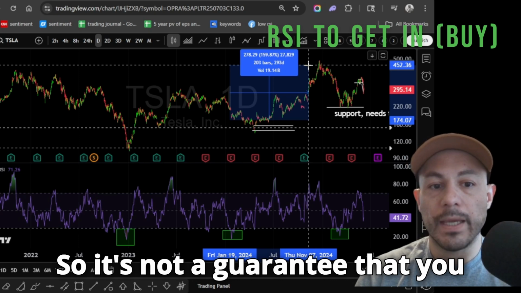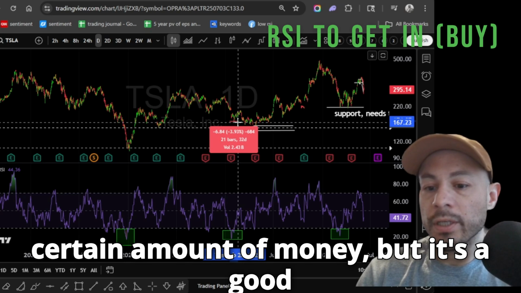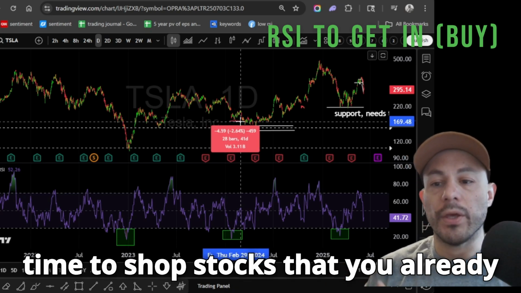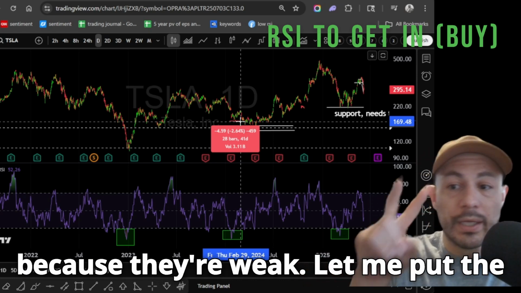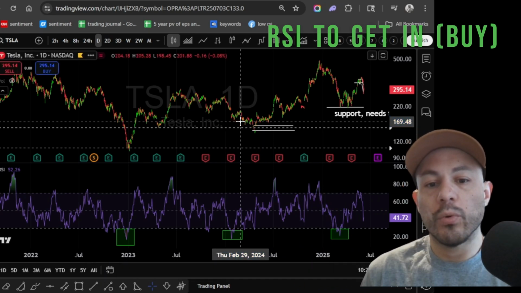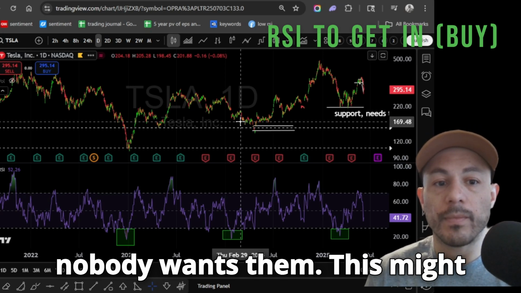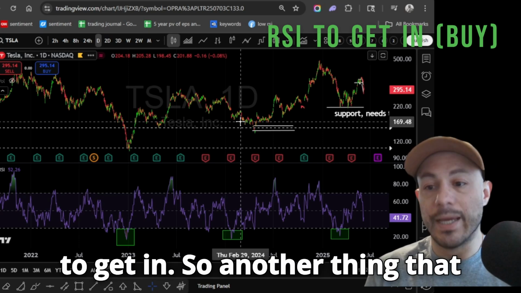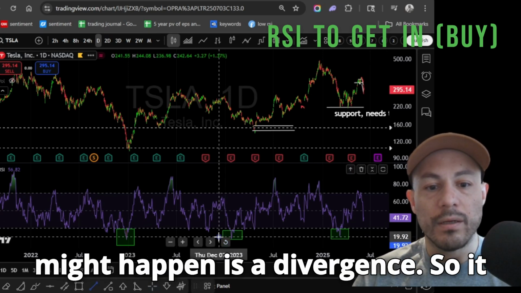So it's not a guarantee that you will make money or that you will make a certain amount of money, but it's a good time to shop stocks that you already like and get them on sale, in quotation marks, because they're weak. So if your strategy is to buy stocks when nobody wants them, this might be your contrarian indicator to get in.